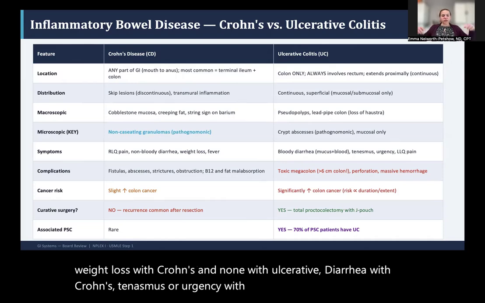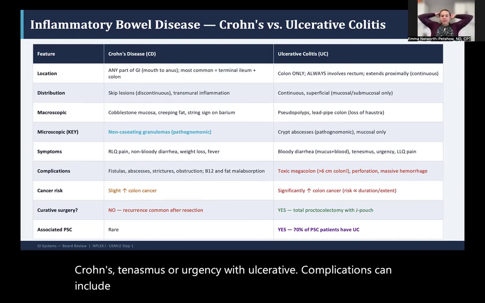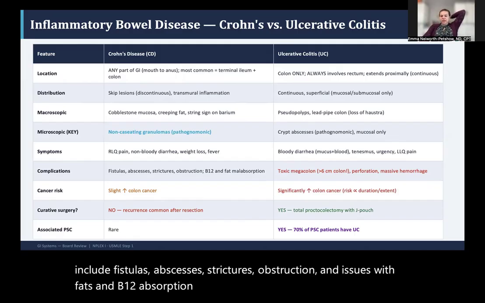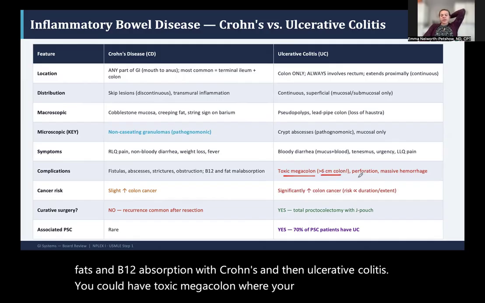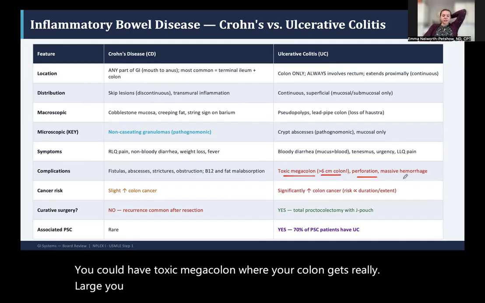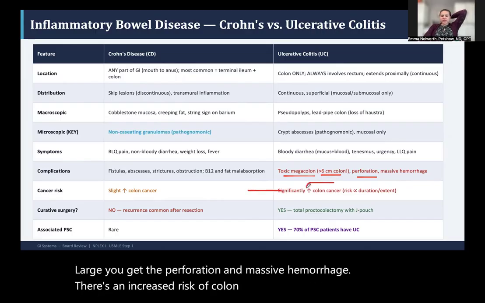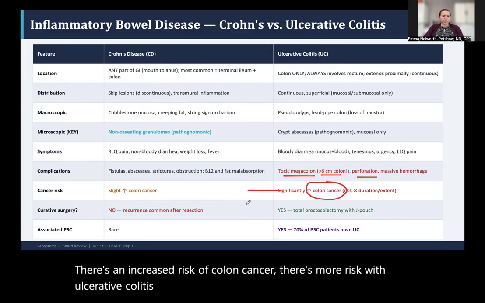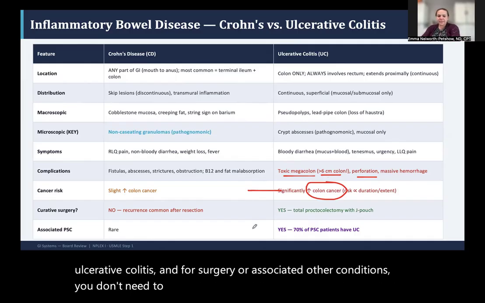Complications can include fistulas, abscesses, strictures, obstruction, and issues with fat and B12 absorption with Crohn's. And in ulcerative colitis, you could have toxic megacolon, where your colon gets really large. You could see perforation and massive hemorrhage. There's an increased risk of colon cancer, and there's more risk with ulcerative colitis. And for surgery or associated other conditions, you don't need to worry about that at this time.